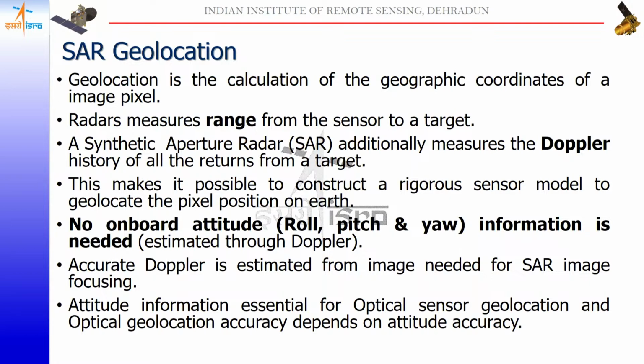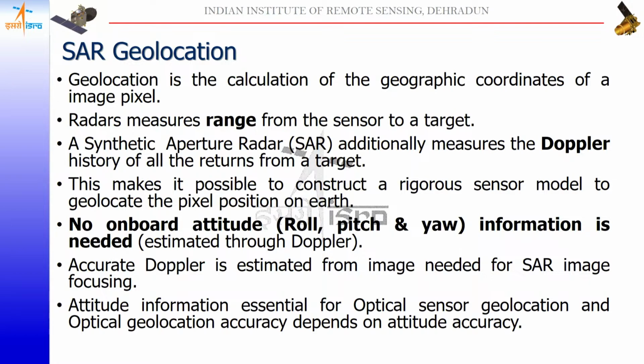Normally in case of SAR focusing, we have to estimate the range very precisely, and the Doppler we have to estimate from the image itself. Now in case of an optical image, where the sensor is looking, that look vector, is calculated through roll, pitch and yaw. But where the SAR is looking is estimated through the Doppler. So we are not dependent on roll, pitch, yaw, because roll, pitch, yaw have sensor inaccuracies.